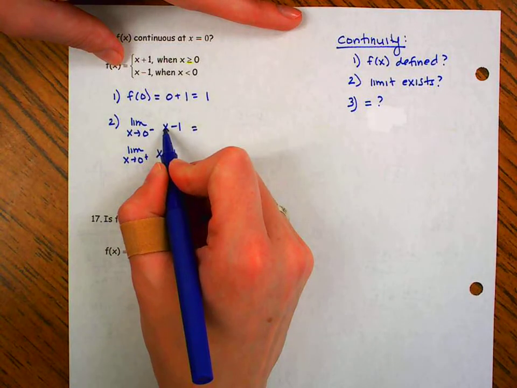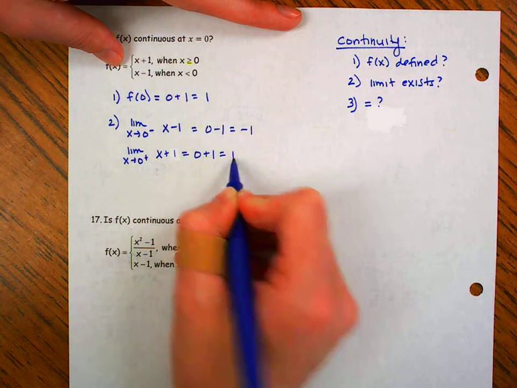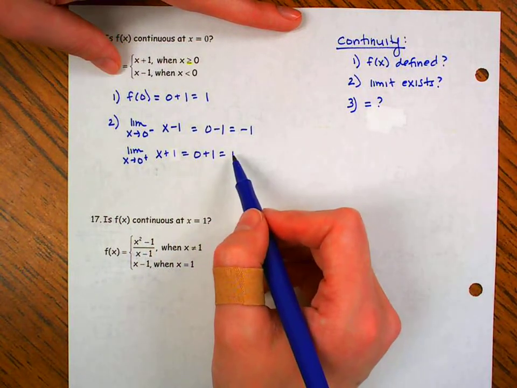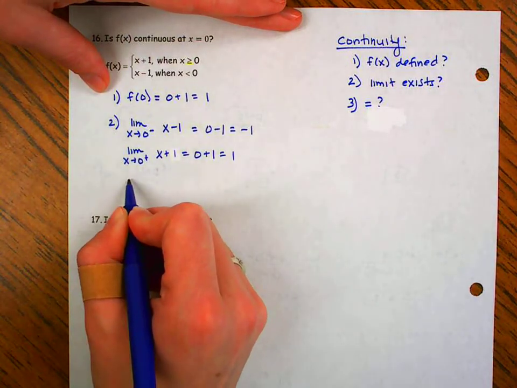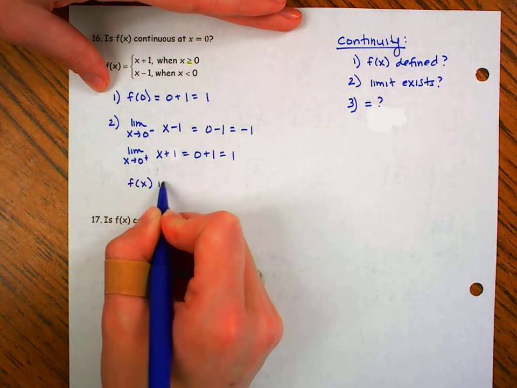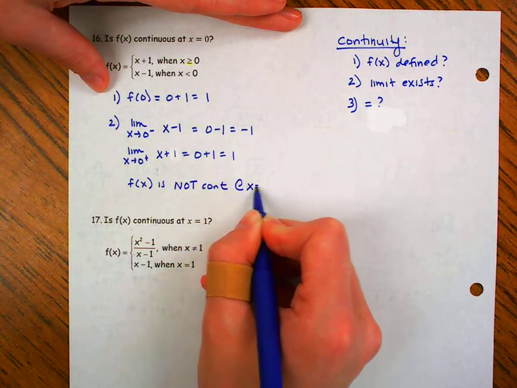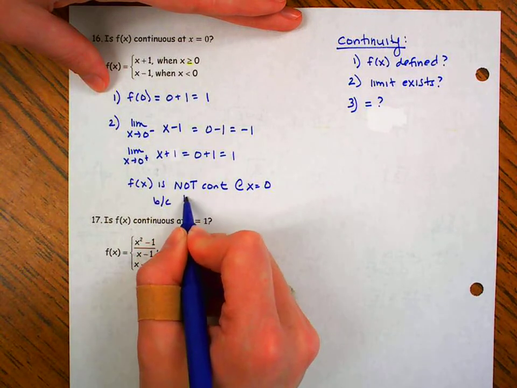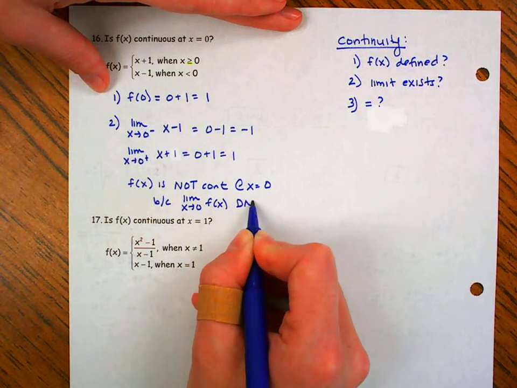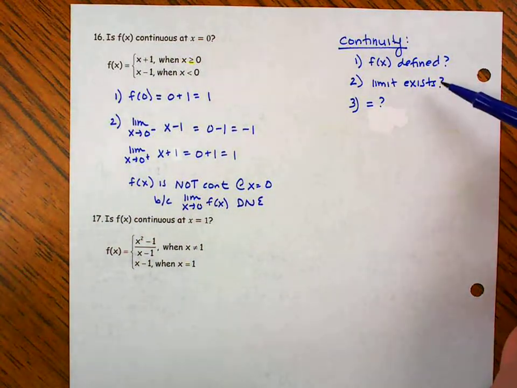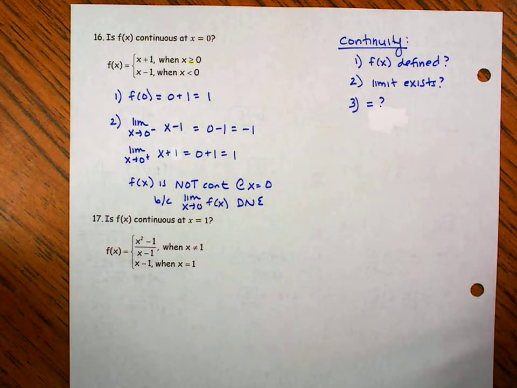Okay, so if I plug in 0, I'm going to get 0 minus 1. If I plug in 0, I'm going to get 0 plus 1. So you'll notice the limit from the left and the limit from the right are not the same. So my process is broken down, so I stop now, and I say f of x is not continuous at x equals 0 because the limit as I approach 0 in my function did not exist. If the limit doesn't exist, that was step 2, my function can't be continuous. All 3 of these things have to be true in order for it to be continuous.